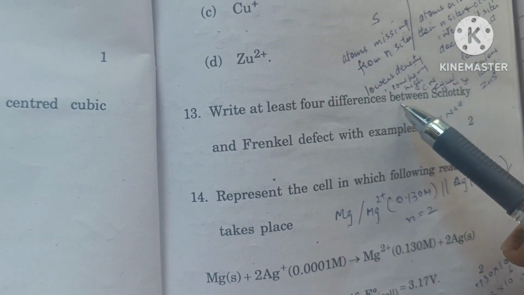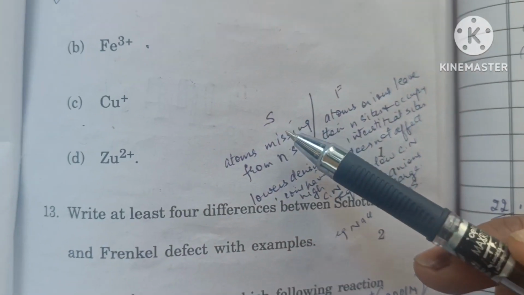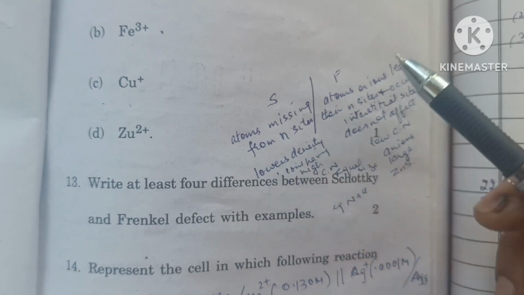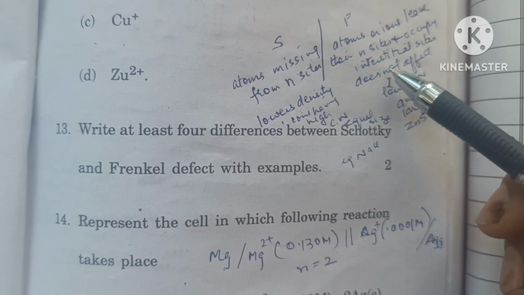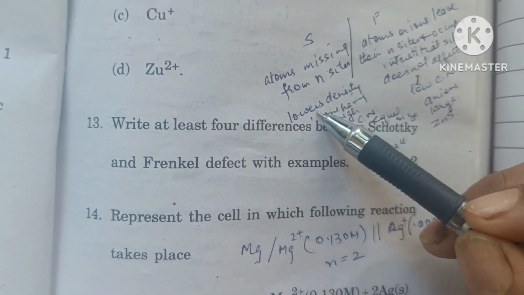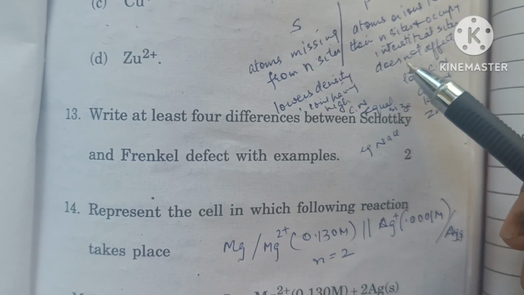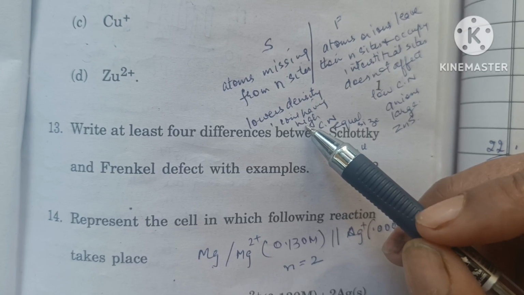Write at least 4 differences between Schottky and Frenkel defect. So in Schottky defect, atoms are missing from normal sites, whereas in Frenkel defects, atoms or ions leave their normal sites and occupy interstitial sites. Schottky defect lowers density. In Frenkel defect, density is not affected.